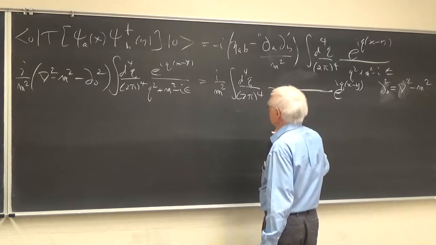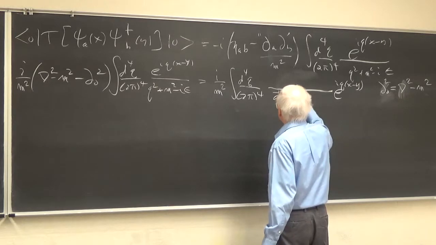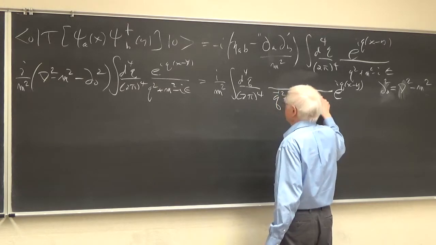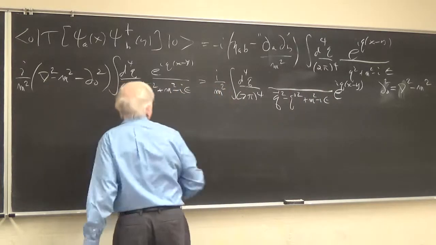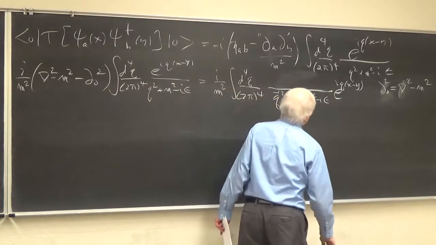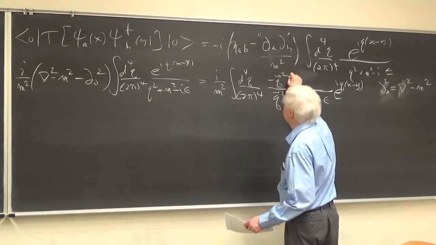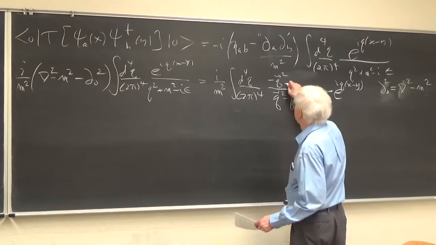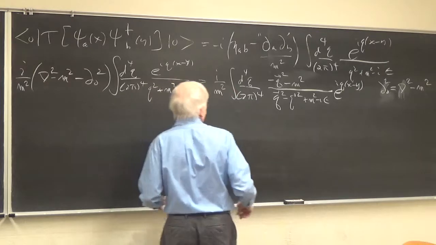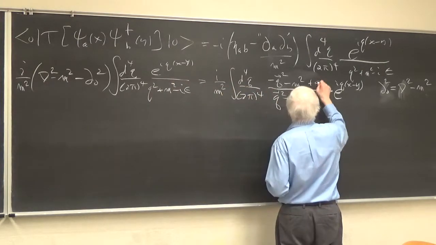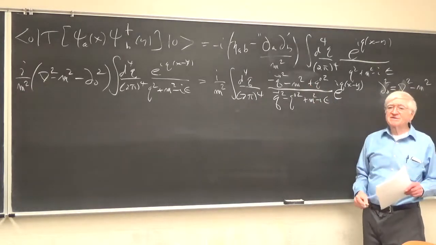And I'm going to write q squared explicitly. It's q vector squared minus q0 squared plus m squared minus i epsilon. Okay, now, grad squared pulls down minus q squared. The m squared is minus m squared. The d0 squared pulls down a plus q0 squared. So now you see that this is a fancy way of writing minus 1.